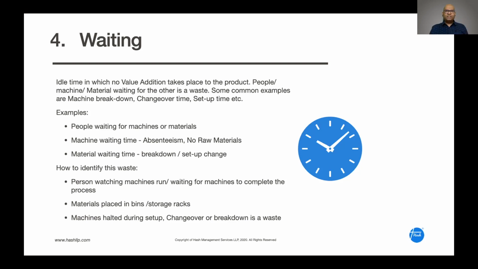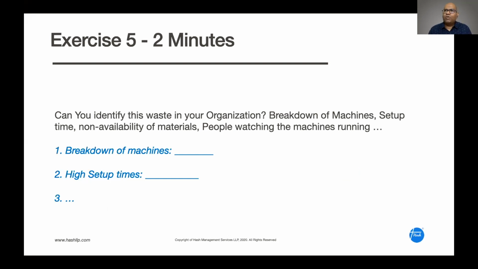How will you identify this waste? When people are watching the machine run, in a CNC operation, let us say, the person has loaded the component, closed the door, switched on the process, right? So the machine started working, and now he will be just standing and watching the machine running. If the cycle time is 1 minute, this person will be just standing and observing, just looking at the machine running for 1 minute. That is also waiting, right? And materials located in bins and storage racks, again these materials are waiting for the next operation. Changeover, breakdown, all these things are instances of waiting waste, right? So can you identify the waiting waste in your organization? Breakdown of machines, setup time, non-availability of material, people watching the machines running, all those things. Can you identify this waste?